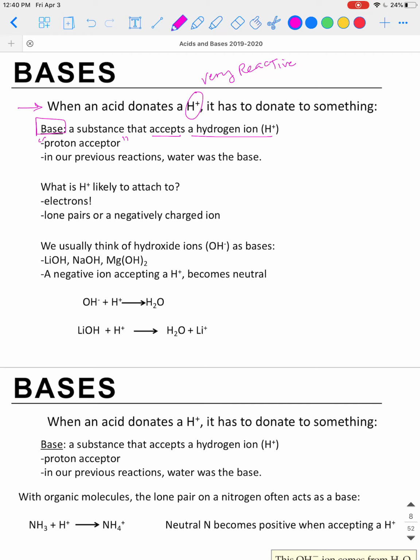So you've got acids, which are proton donors, bases, proton acceptors. In a lot of the reactions that we've looked at, guess what? Water was the base. For example, when we had HCl plus water, H2O, what did we make? We made Cl minus and we made H3O plus, the hydronium ion. Here, HCl was our acid, so by default, water was the base.